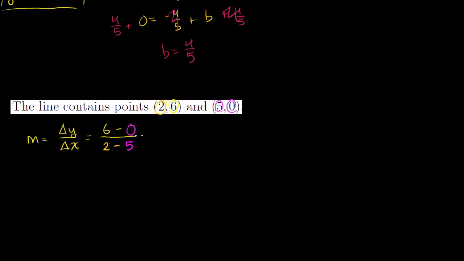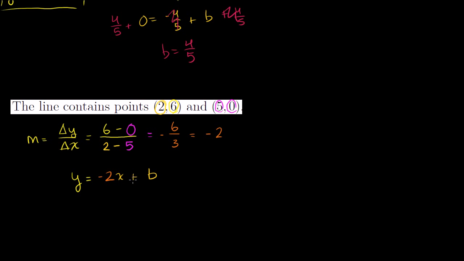But what do we get here? This is equal to 6 minus 0 is 6. 2 minus 5 is -3. So this becomes -6/3, which is the same thing as -2. So that's our slope. So far, we know that the line must be y is equal to the slope, -2 times x plus our y-intercept.